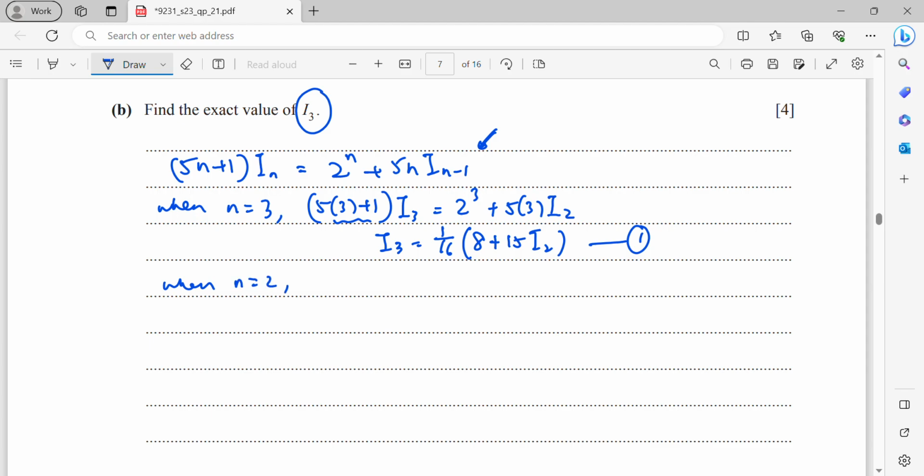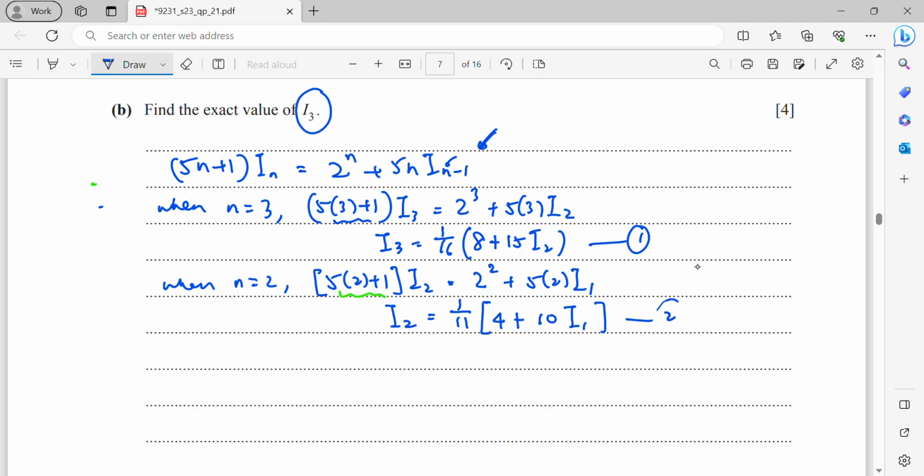Okay, so I will get (5(2)+1) multiplied with I2 equals 2 to the power 2 plus 5 I1. Because my n is 2, 2 minus 1 will be 1. So now my I2 is going to be, when you solve this bracket, 5 times 2 is 10, 10 plus 1 is 11. I will move down this 11, so it will be 1 over 11. 2 squared is 4, plus 5 times 2 is 10, then I1. This is my second equation.